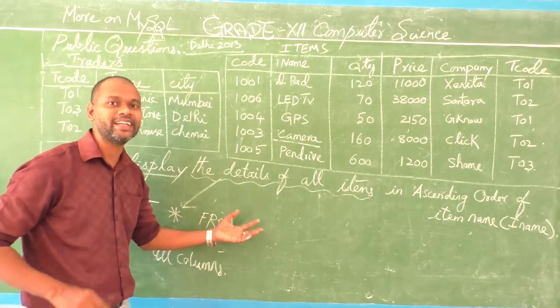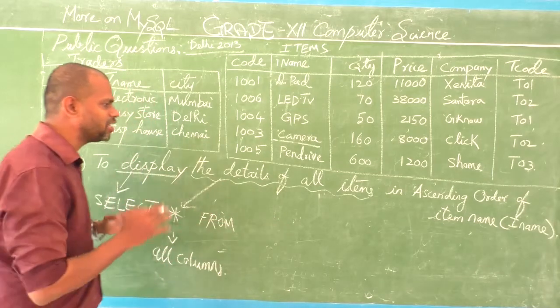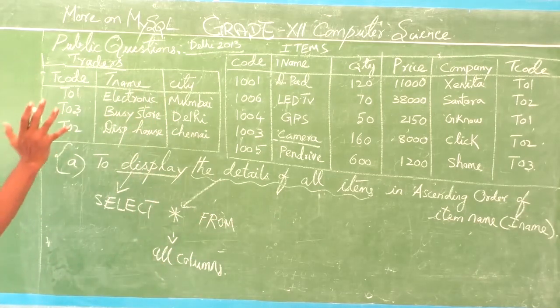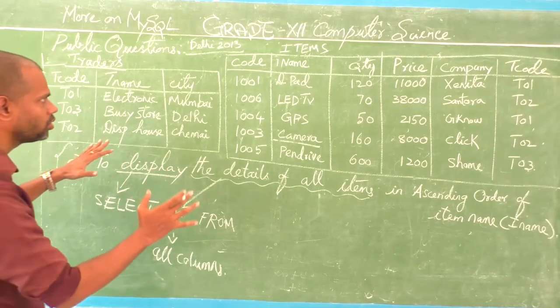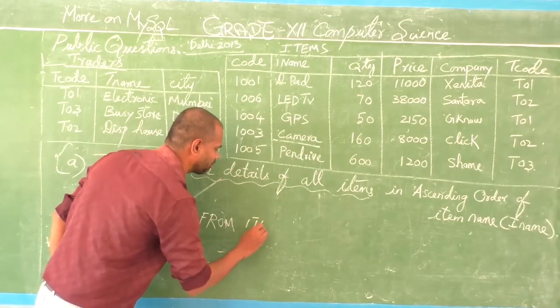After from you have to write the table name. Which one is the table name? Among these two, Items is the table name. So here you have to write items.